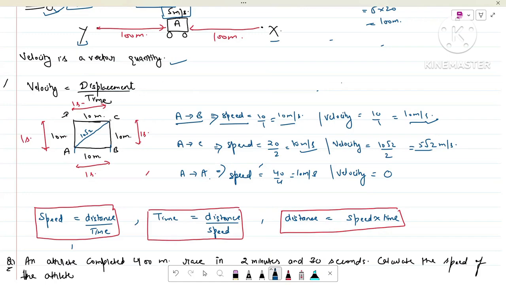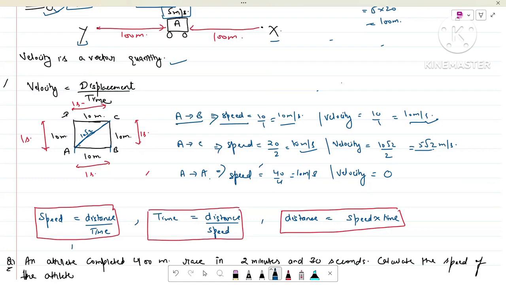So when the person has reached position C from A, his shorter distance is this. It is 10 root 2 meter. So velocity will be 10 root 2 divided by 2, that is 5 into root 2 meter per second. So in the first case, we have seen the velocity and speed have the same value. But in this case, velocity is less than speed.